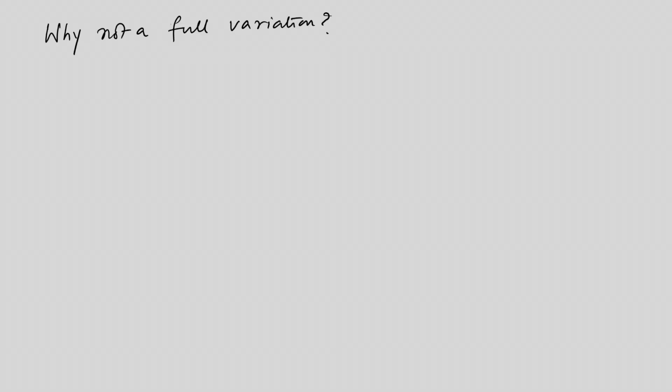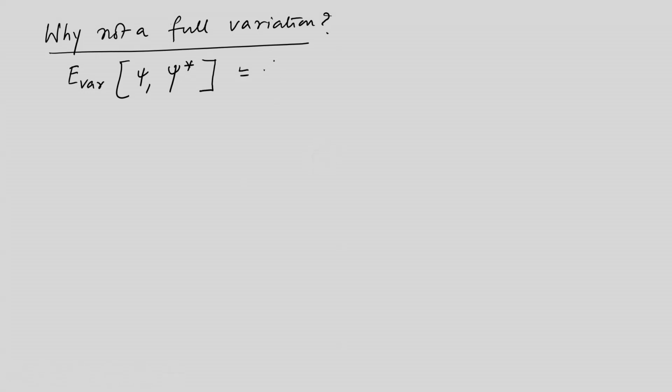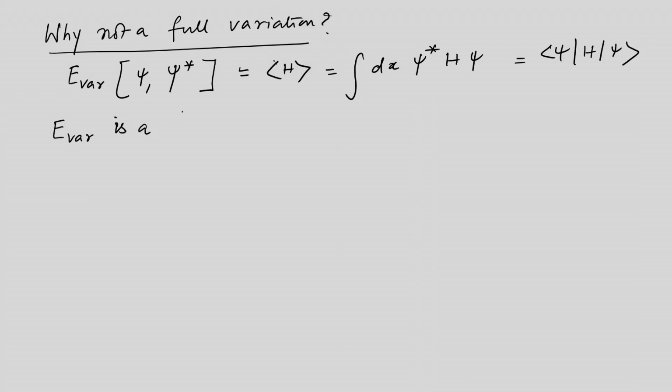In fact, we are brought to square one because of the following reason. Here our variational wave function is a functional of psi and psi star. Remember, because psi is in general a complex quantity, psi and psi star are linearly independent. So, this is the expectation value of H, which is nothing but the integral dx psi star H psi, which is also written as <psi|H|psi>. So, E variational is a functional of psi and psi star. Here of course, psi and psi star are independent parameters.